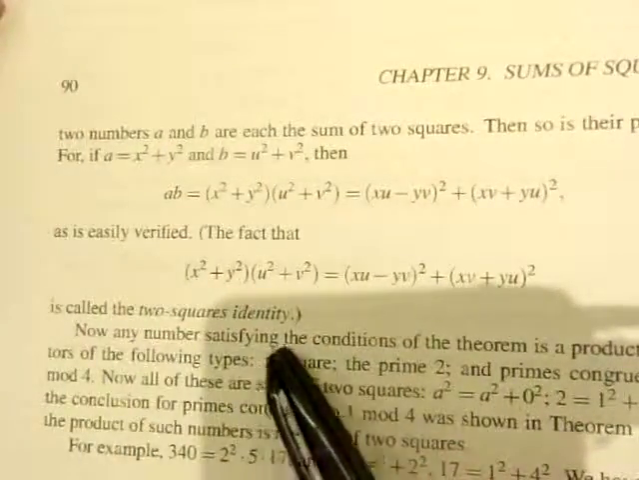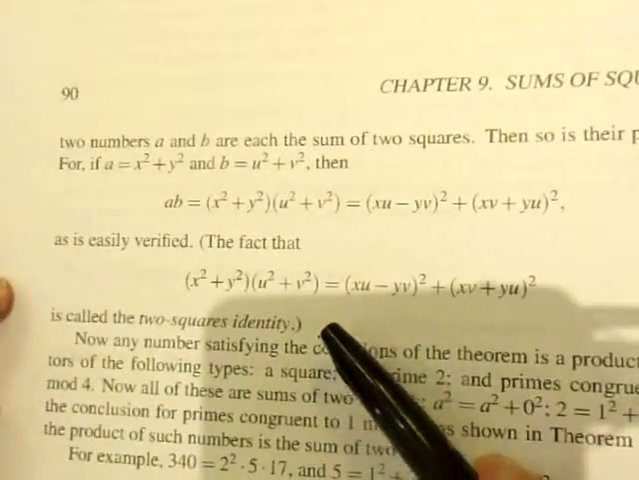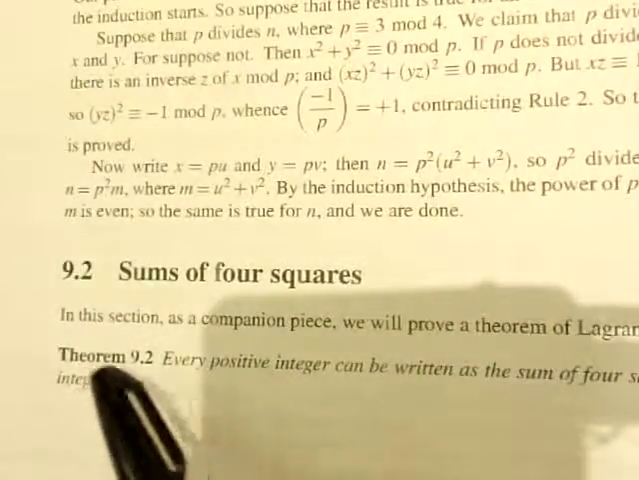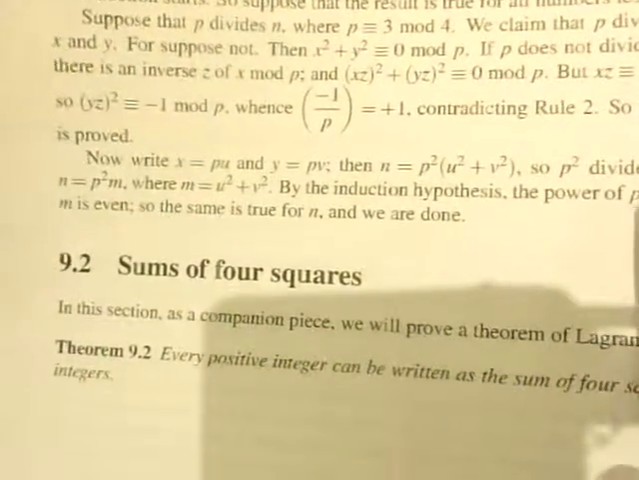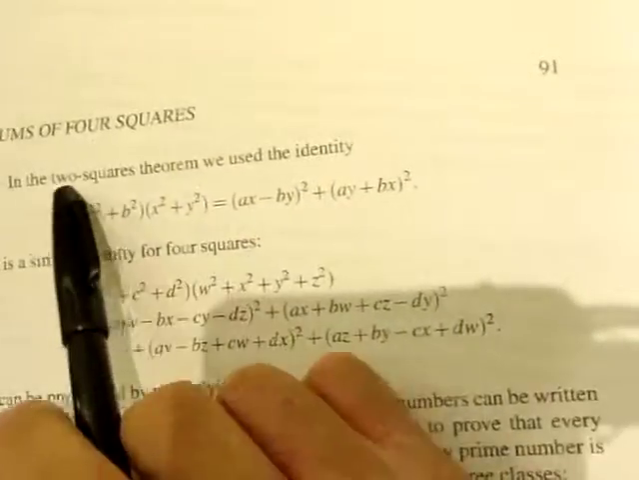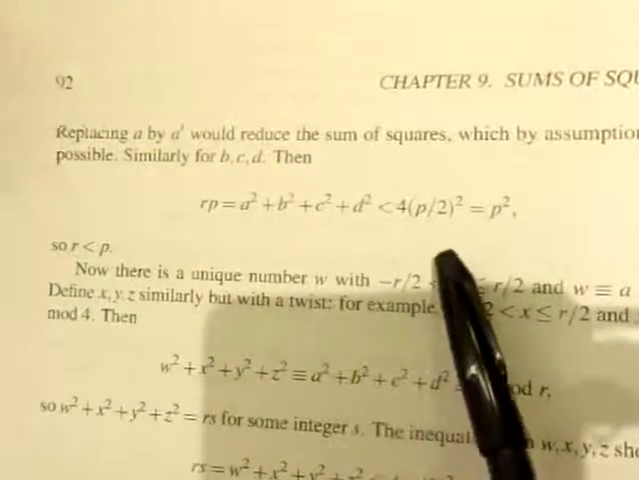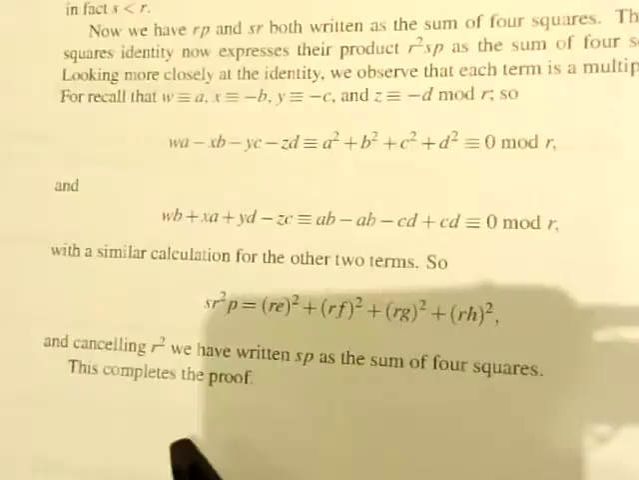Now, any number satisfying the condition is a product of the following type. In this section we compare and prove the theorem for Lagrange. In the two squares identity, the sum of squares of integers. Now this gives a unique representation, but consider the example.